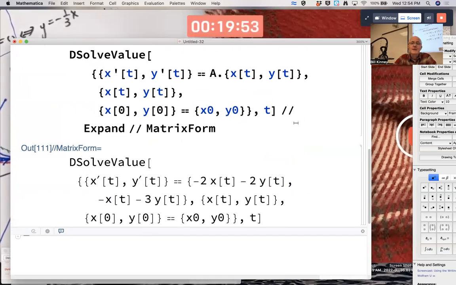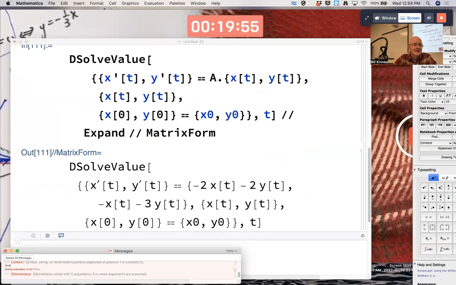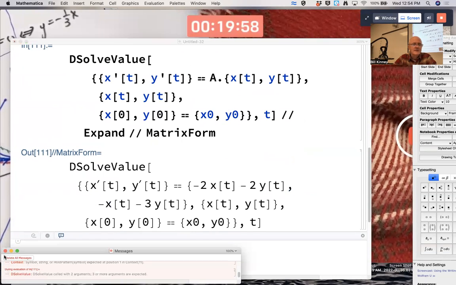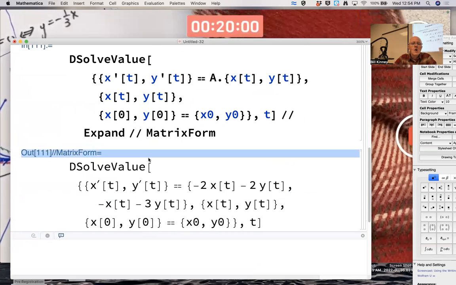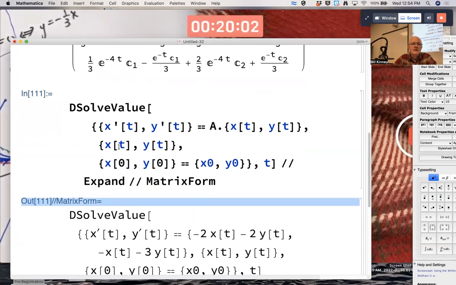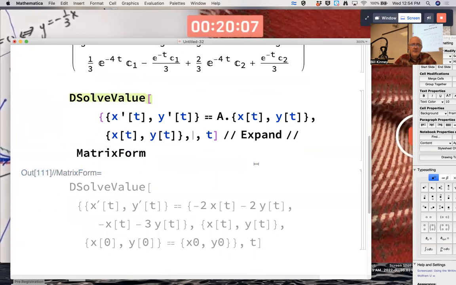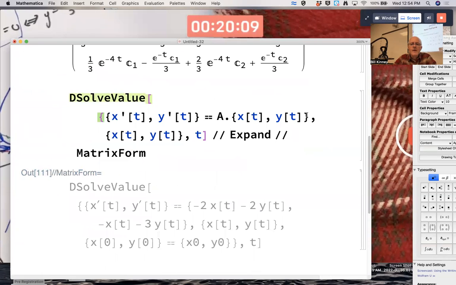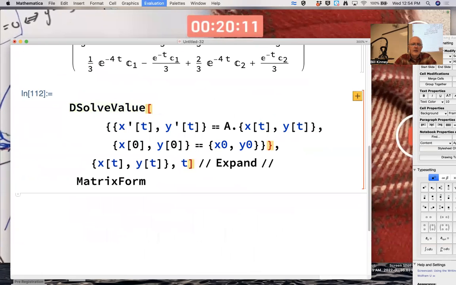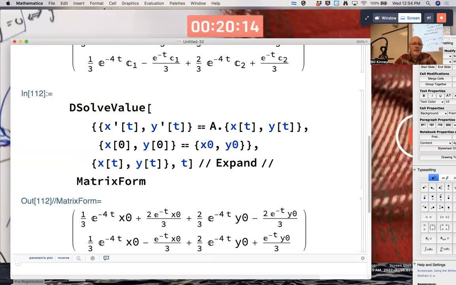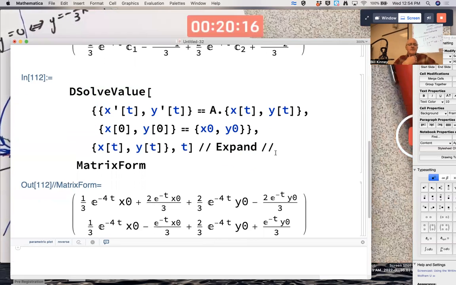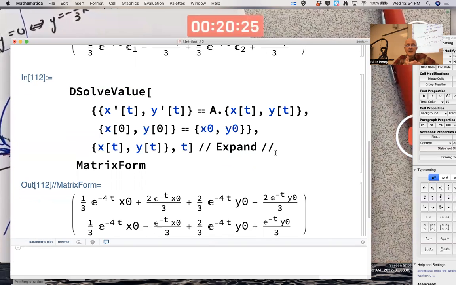I thought it was going to work, maybe not. DSolveValue called with 2 arguments. Oh, you know what? I put it in the wrong place. That's why. There we go. So based on a generic initial condition, x equals x0, y equals y0, that's your solution.